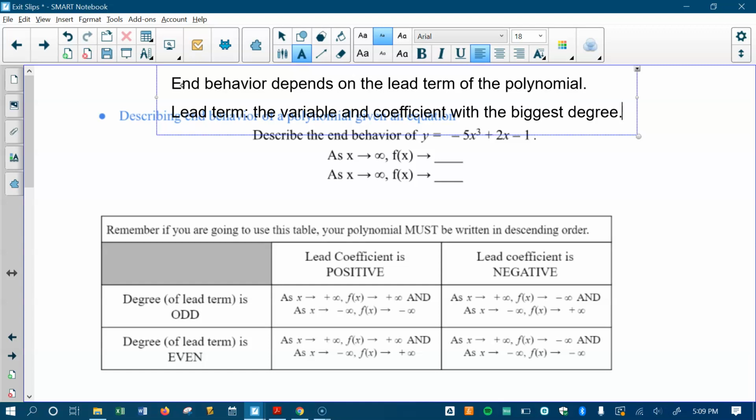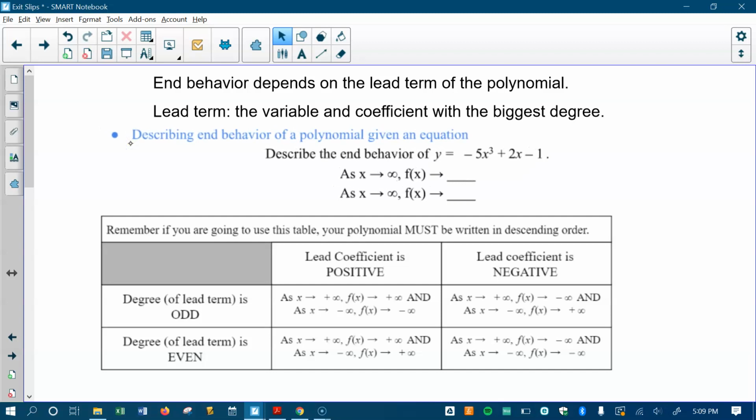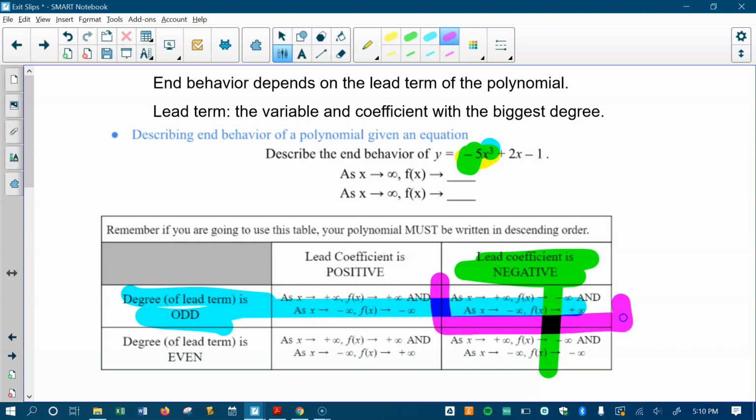Okay, so you will have to know some vocabulary here to be able to take care of this. Let's see what we got. It looks like we have a biggest power of 3. We're looking at this lead term, and particularly this negative 5 is your lead coefficient, and it's negative, which means I'm looking in this column, and my degree is odd. My degree is 3, and I don't care about the 2x minus 1. So let's see where these match up. These match up right here, and that's my answer.